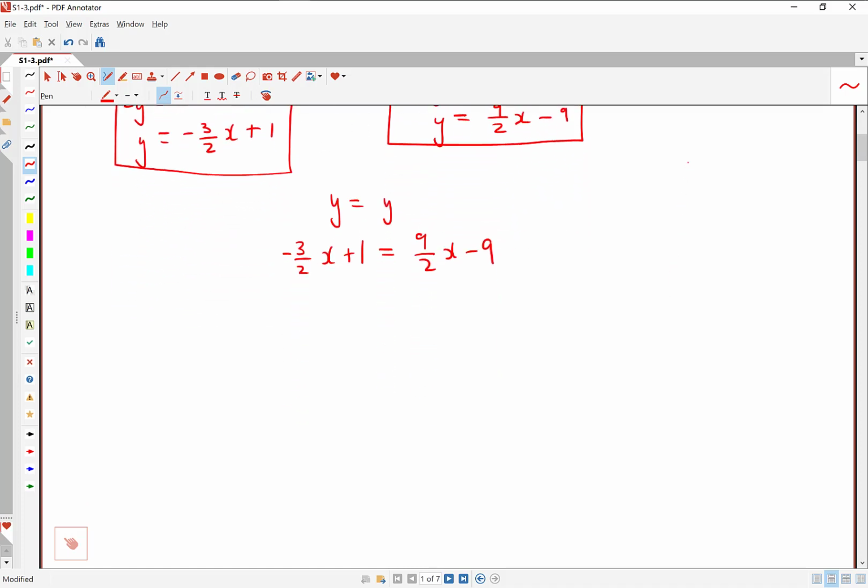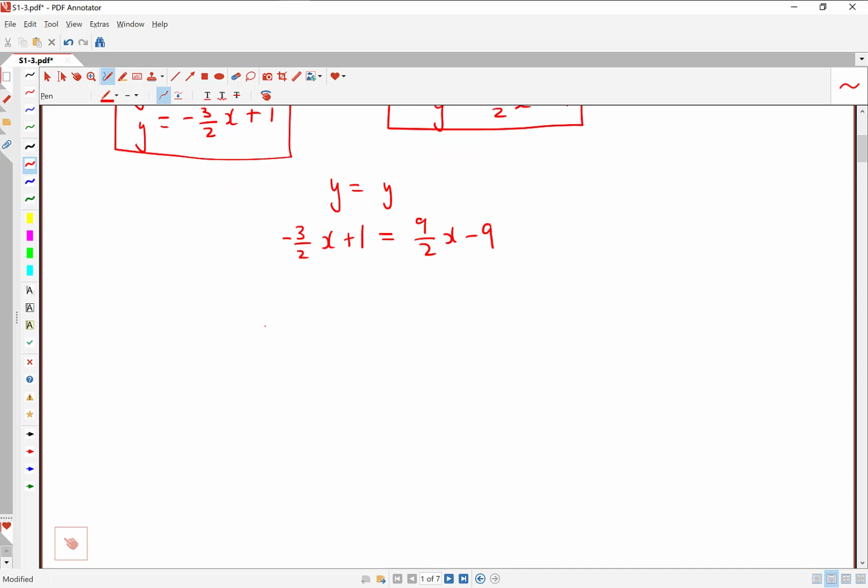At this point, we want to think about clearing the fractions. Let's look at all our denominators in this equation. The only denominator that we see is 2. So the lowest common denominator would be 2, and we're just going to multiply this whole equation through by 2. That is going to clear fractions from the whole equation.